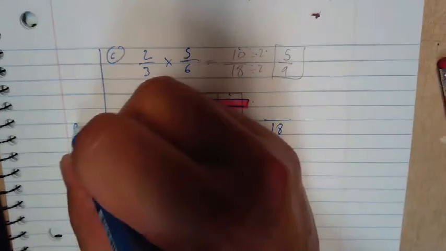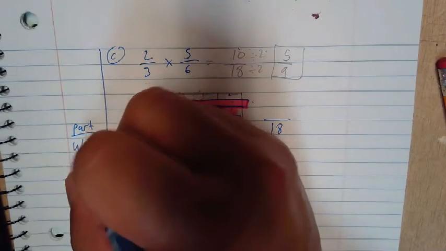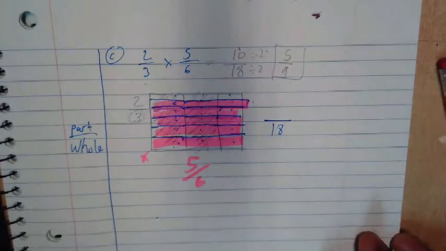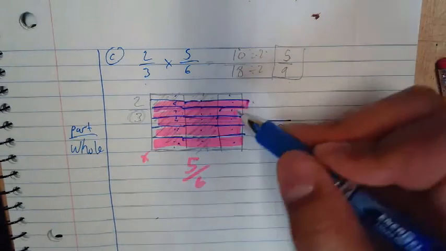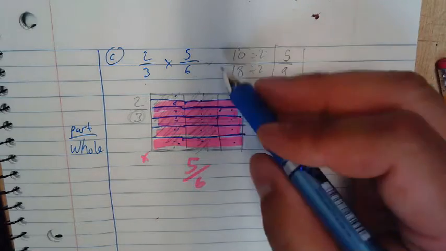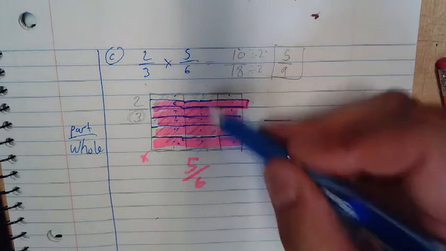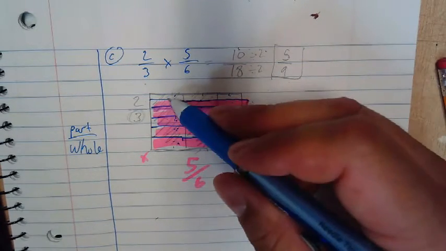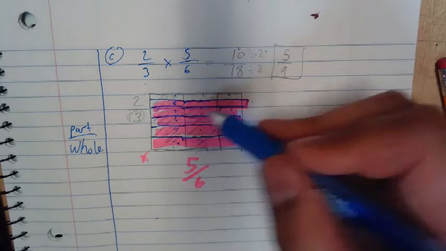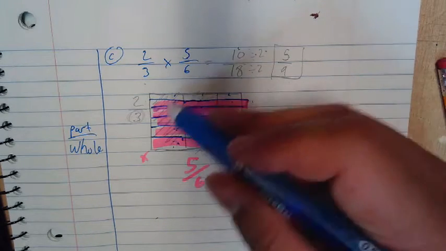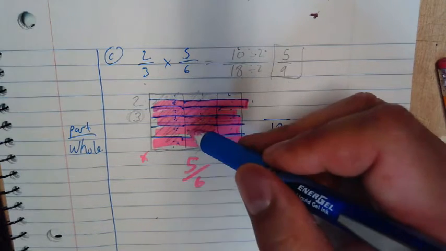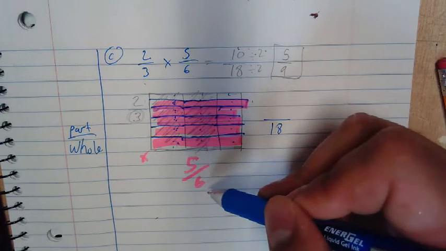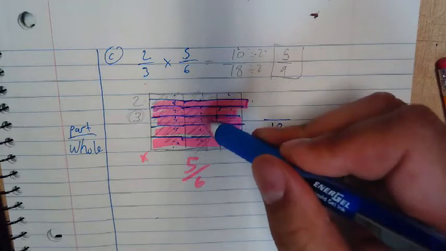Again, I'm putting this on the side. Part to whole, part to whole. That should be a mantra. Part to whole, part to whole. We have 18. But how many pieces do we actually have? Again, to begin with, we only have these 2 pieces. And when I cut up those 2 pieces into 6 pieces each, now I have 12. Right? 6 and 6. But I don't want all 12. I only want 5/6 of that. Right? 1, 2, 3, 4, 5.